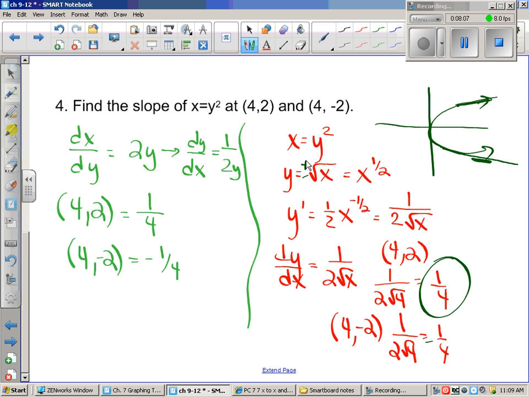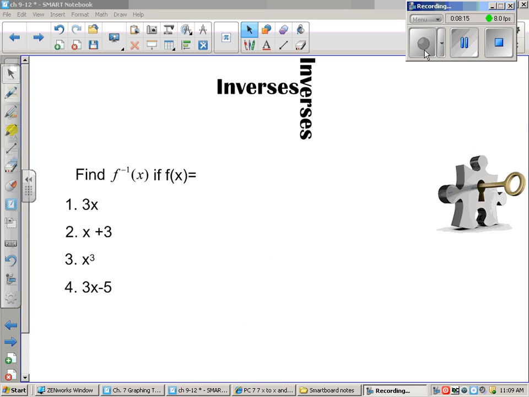So that distinction does need to be made, but it helps to know what the graph looks like to help you with that. All right. So it helps to actually understand inverses, obviously. And it helps us to remember inverses.